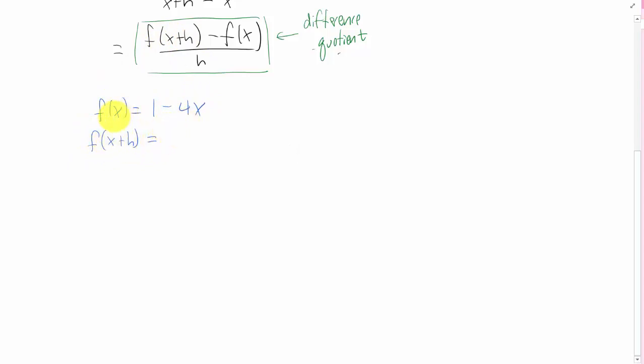And no matter what you're plugging into any function, you're always just replacing the x value with whatever is here in parentheses. So here in parentheses, we have x plus h. So I'm going to take this function and replace this x right here with x plus h in parentheses. A little bit of simplification gives us 1 minus 4x minus 4h. Okay, so we have f of x plus h here.